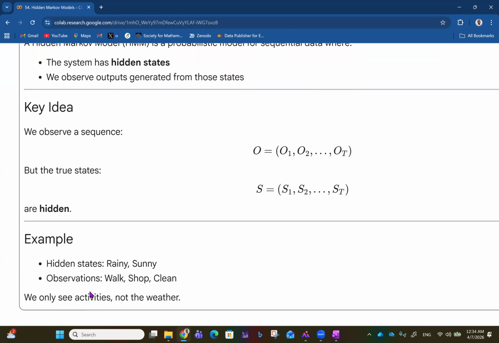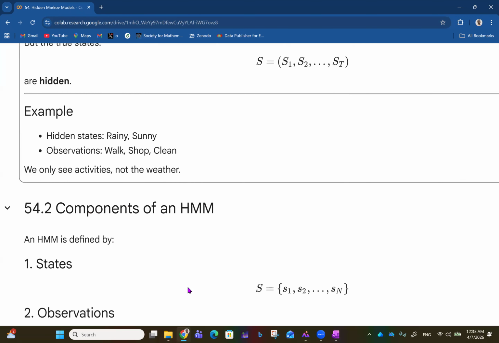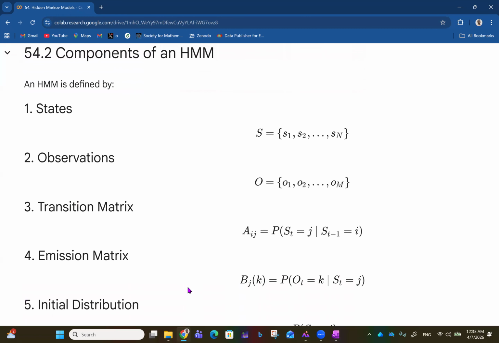A very good example will be you have hidden states like rainy and sunny, whereas all you're observing is maybe walking, shopping, or cleaning. But while doing that, it might just be rainy or sunny in the background, right? So we only see activities, but we do not see the weather. If somebody asks you what you are currently doing, you might say you are walking, shopping, or cleaning, whereas it's raining outside or it's sunny. So the rainy and sunny states are the hidden states, while the actual things you are doing are the observations, the things you can easily refer to.